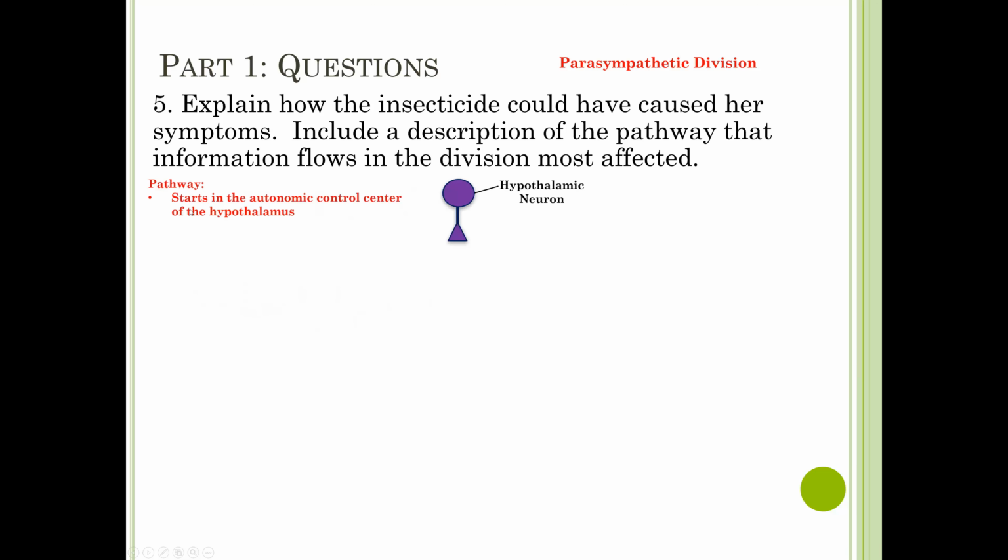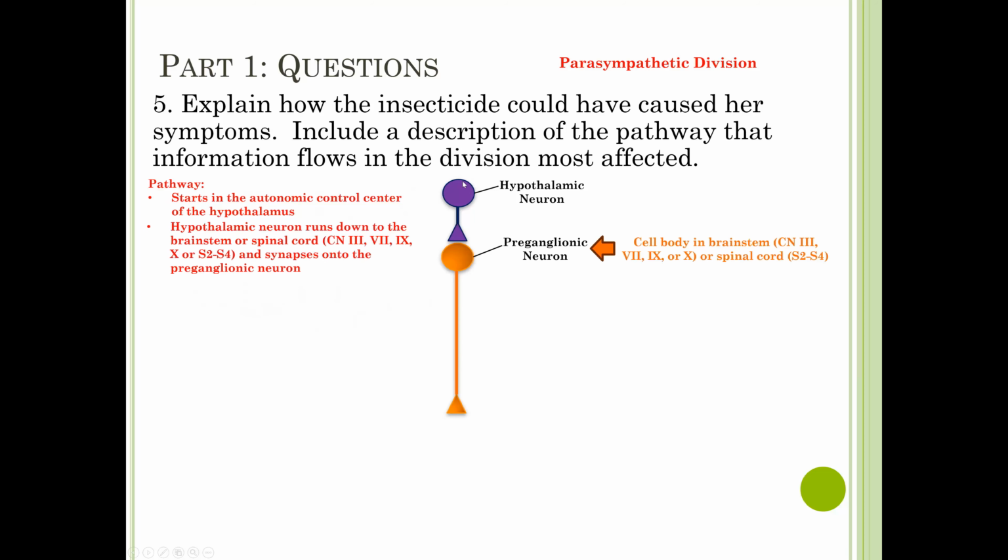So the pathway starts in the autonomic control center of the hypothalamus. So I start with a neuron that starts off in the hypothalamus. And this neuron is going to run down to the brainstem or the spinal cord, specifically in the areas of cranial nerve 3, 7, 9, or 10 within the brainstem, or S2 to S4 within the spinal cord. And in those two areas, the hypothalamic neuron is going to synapse onto what is called a preganglionic neuron.